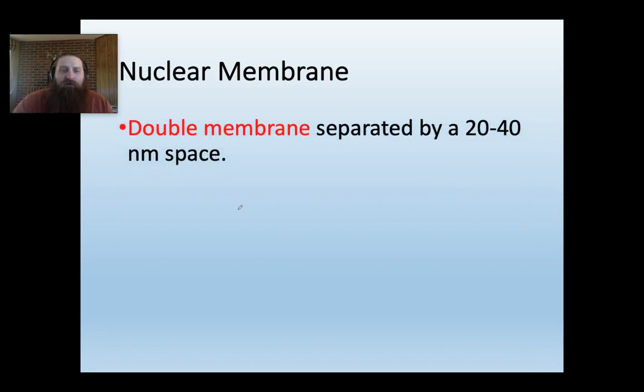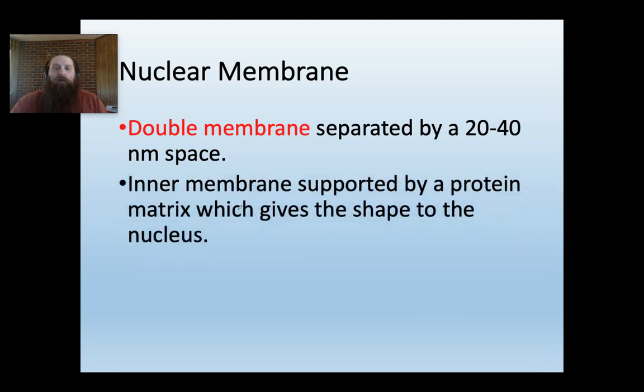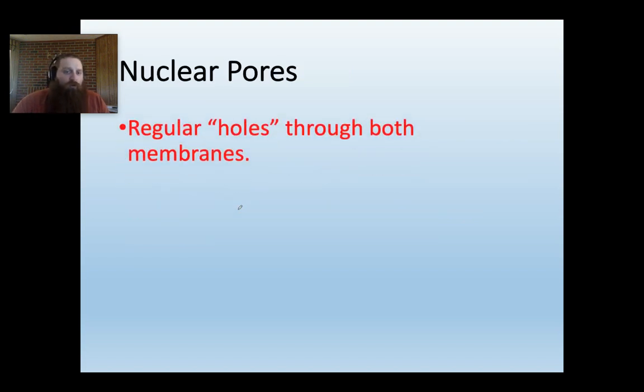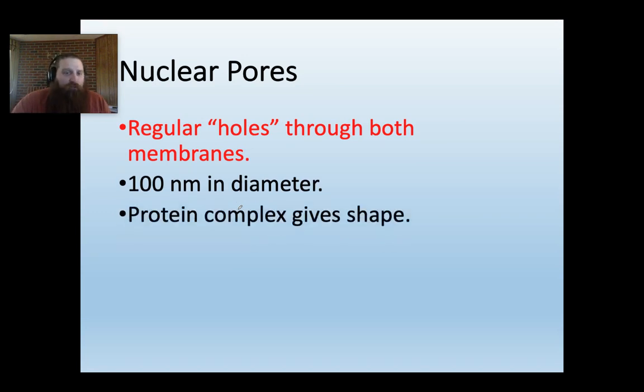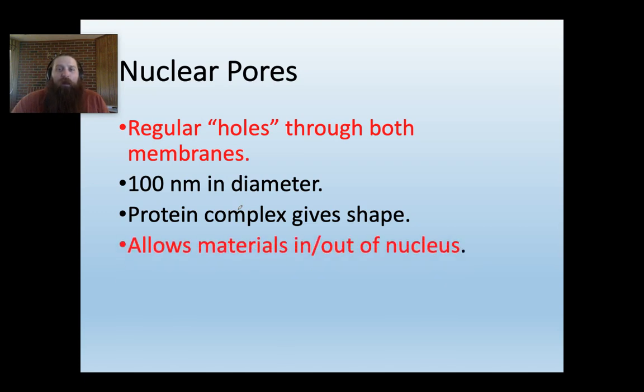The nuclear membrane is a double membrane. It's separated by about 20 to 40 nanometers, okay? And that inner membrane is supported by proteins, and we call it a matrix, the organization of proteins. That's going to give shape to the nucleus, keep it from collapsing on itself. The pores are holes in both the inner and the outer nuclear membrane, about 100 nanometers across. They are comprised of proteins that give them their shape. And this is what allows material to go in and out of the nucleus. And this is something we'll talk about later when we learn about mRNA, messenger RNA.